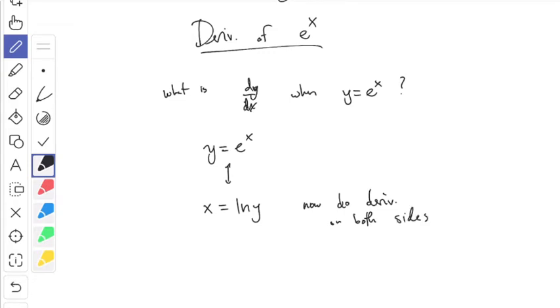On the left side, we just get 1. The derivative of x is 1. And on the right side, the derivative of ln y is going to be 1 over y times dy/dx. I'm doing what they call the implicit derivative, which hopefully you learned about in Calc 1, although it's not really a big deal in this class. I'm only going to do it a few times, so if you haven't seen that trick before, that's all it is. And now we want to solve for dy/dx.